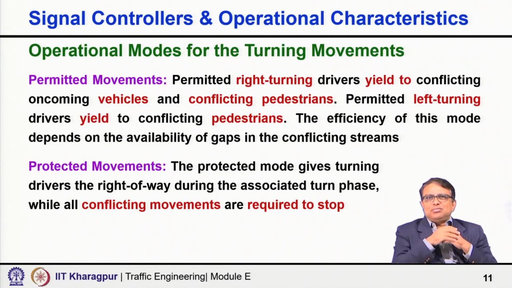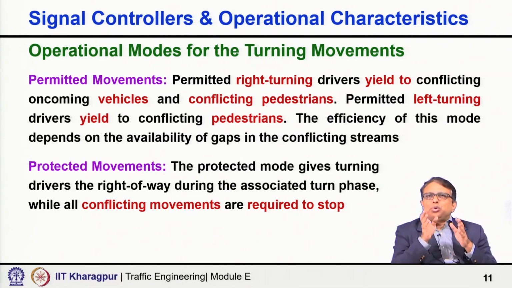Left turn: normally the opposing vehicle is not a problem, because the opposing vehicle will come on the other lane, in the other direction of travel. Here the drivers may yield to conflicting pedestrians, that conflict is possible. So, that is called permitted movement.